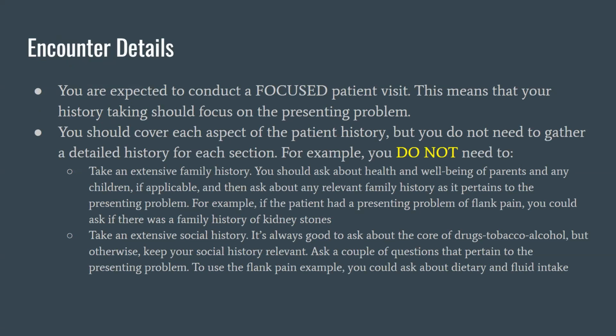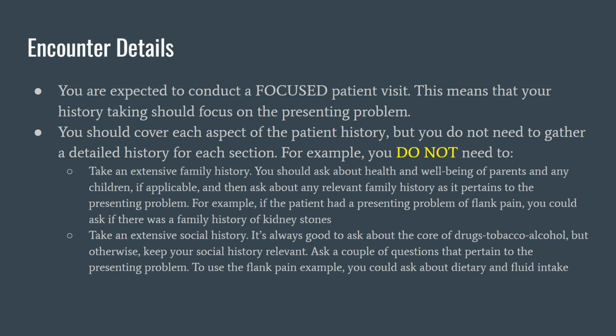So you should cover each aspect of the patient history, but you don't need to gather a detailed history for each section. For example, if we were to talk about family history, you should ask overall, for each patient, about the health and well-being of their parents and any children. But from there, you don't need to go into extensive details about siblings, grandparents, great-grandparents, and so on.